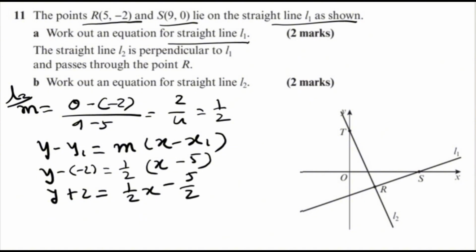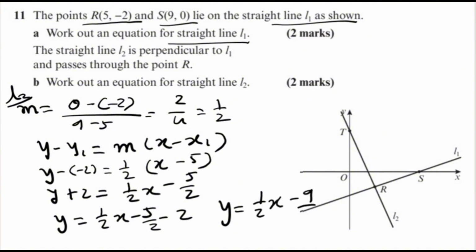You can write it in y equal to mx plus c form. So y is equal to half x minus 5 over 2 minus 2. So y equal to half x minus 9 over 2. So this is the required equation for line L1.